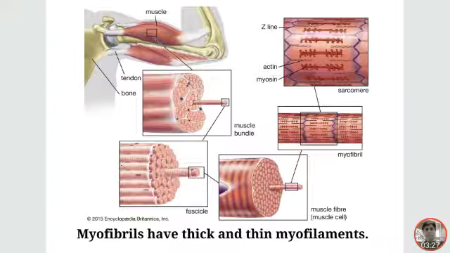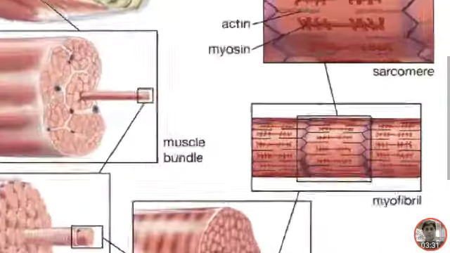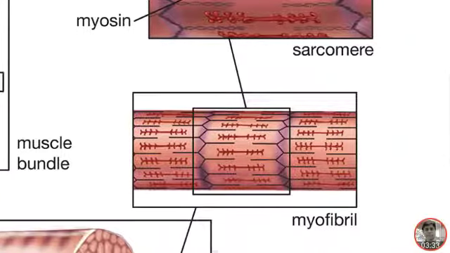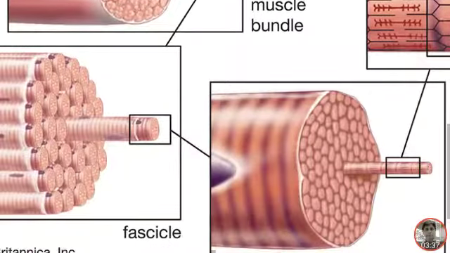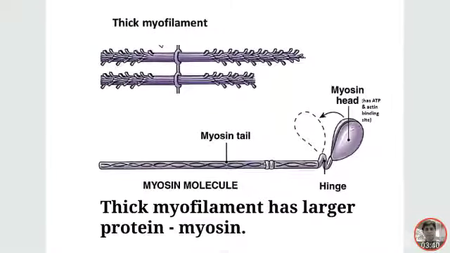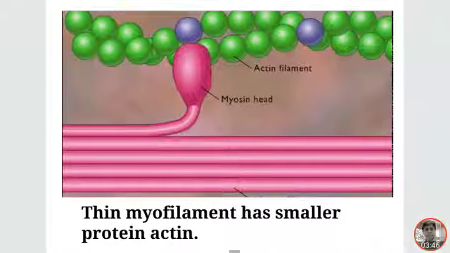Myofibrils have thick and thin myofilaments. The thick myofilament has a larger protein called myosin. The thin myofilament has a smaller protein called actin.